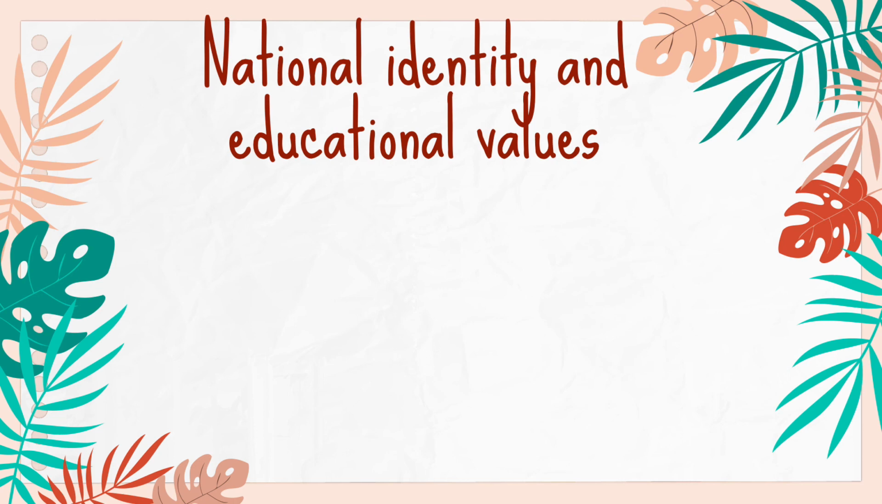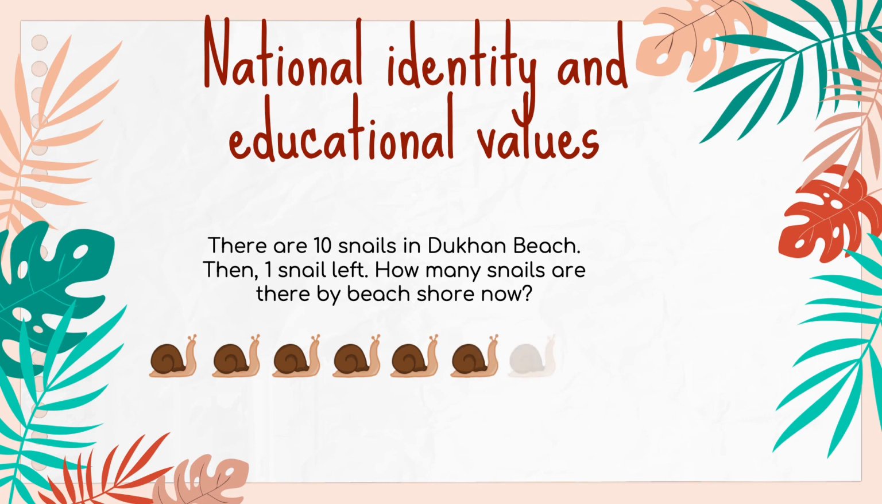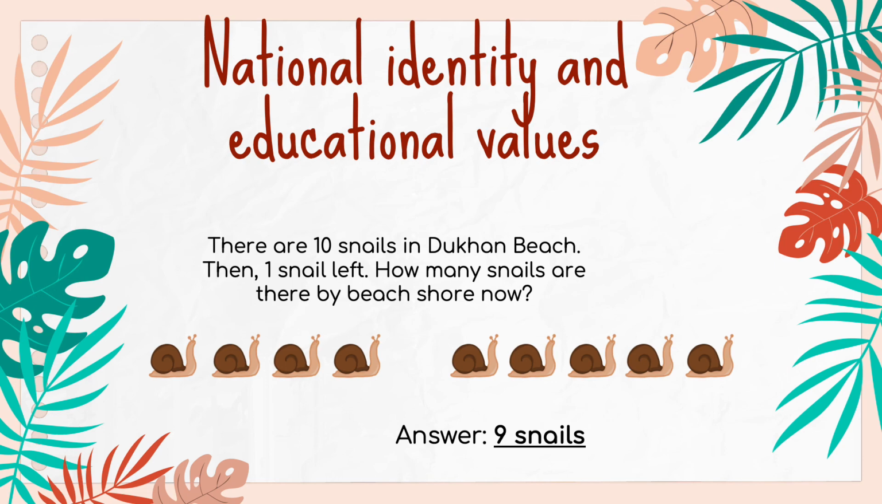Now looking at the national identity and education values question, it says there are 10 snails in Dukhan beach, then 1 snail left. How many snails are there by the beach shore now? So how many snails did we start with? We started with 10 snails. 1, 2, 3, 4, 5, 6, 7, 8, 9, 10. Now one of the snails left. So 1 snail left now. How many snails are we left with? 1, 2, 3, 4, 5, 6, 7, 8, 9. And we are left with 9 snails.